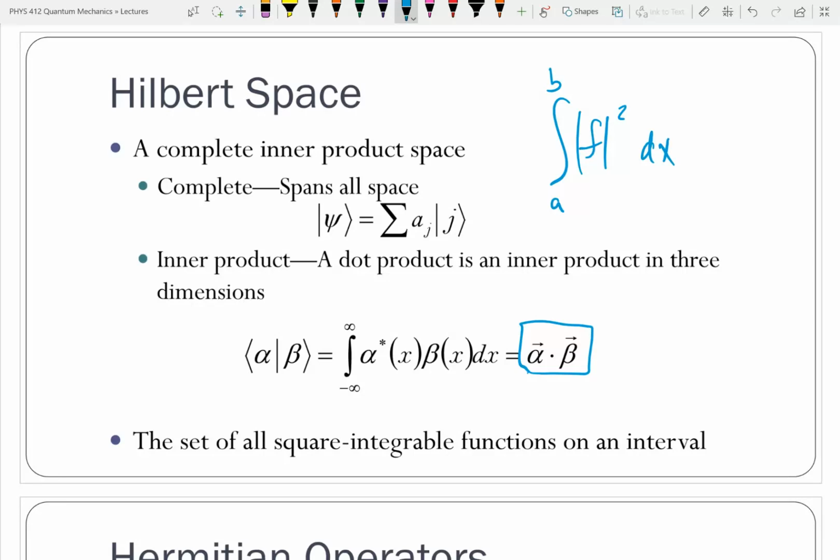You can multiply it by a normalization constant. And so that kind of is an important aspect of our Hilbert space. All of our wave functions have to be normalizable. So quantum physics falls in Hilbert space. And then I have, that is what I have here, the set of all square integrable functions.